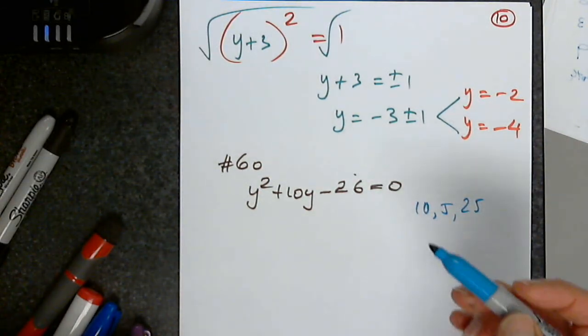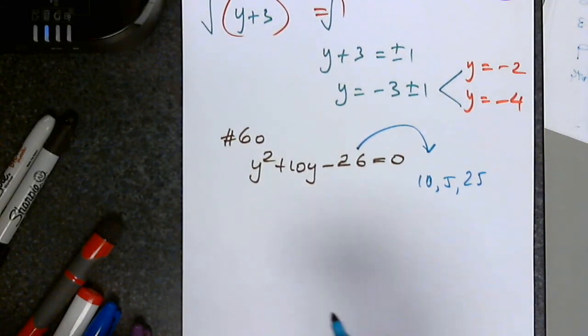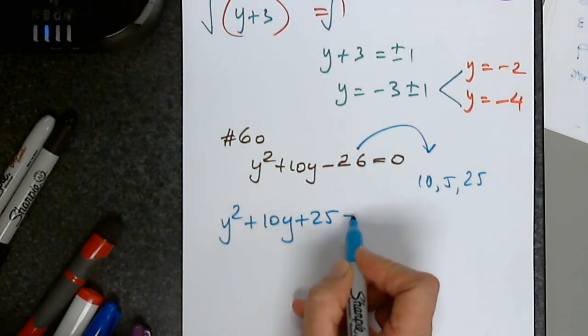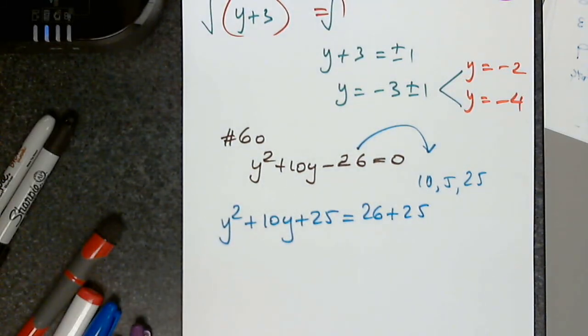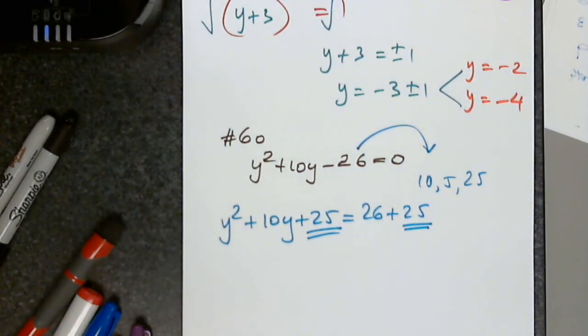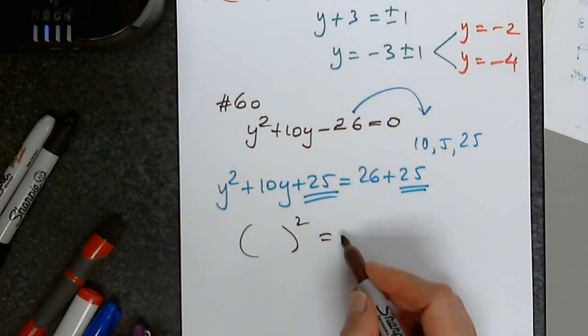First, not to get confused, let's move 26 to the other side and then add 25 at the same time if you want. Y squared plus 10y plus 25 equals 26 plus 25. I moved negative 26 to the other side, and I also added 25. Remember, 25 has to be added to both sides. Otherwise, we change the balance. Good. Now, the left-hand side, I know it's a perfect square. I made it happen. And this is 51.